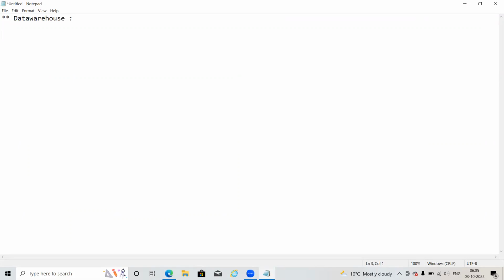So data warehouse is a central repository of your data that can be used to analyze and make the business decision on top of the data. I can say, central repository, data warehouse is a central repository of data that can be used to analyze and make the business decision on top of the data.